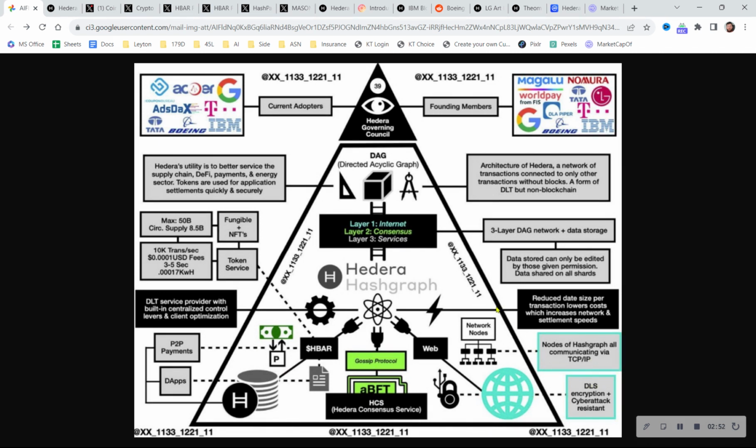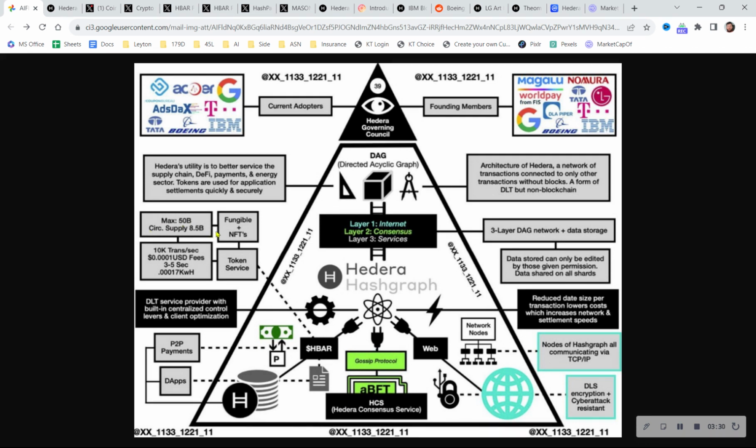Then if we go up to a little bit more of the network scale, it is a distributed ledger service provider with built-in centralized control and client optimization options. It has a reduced size per transaction, which reduces costs and increases the network and transaction settlement speeds.